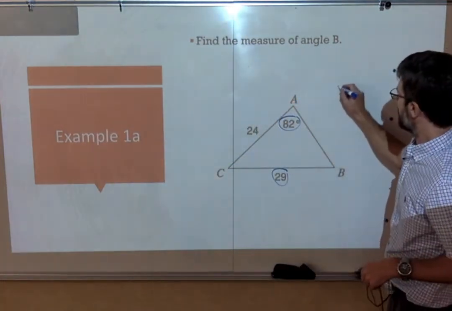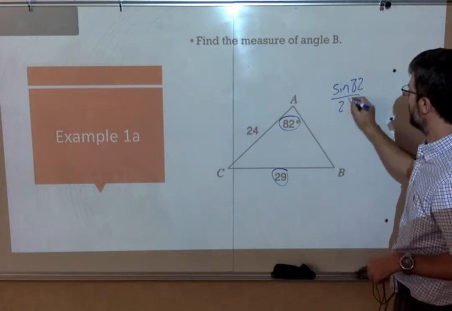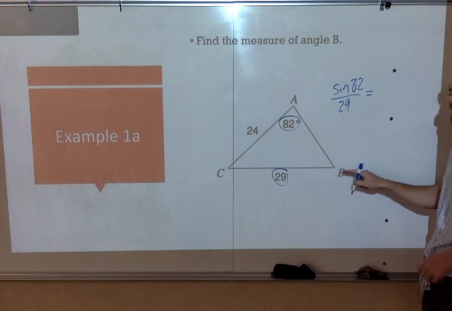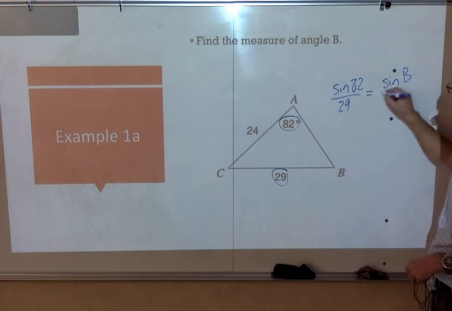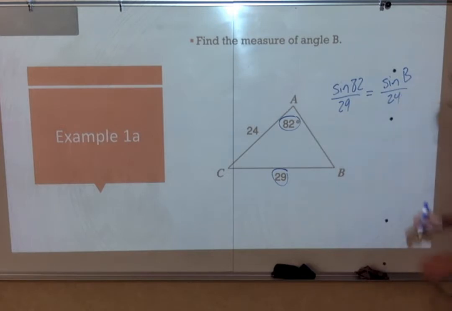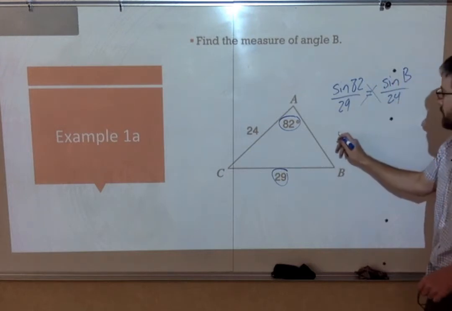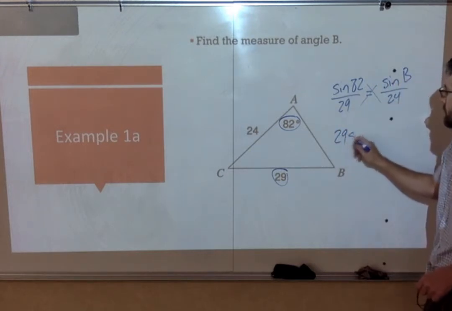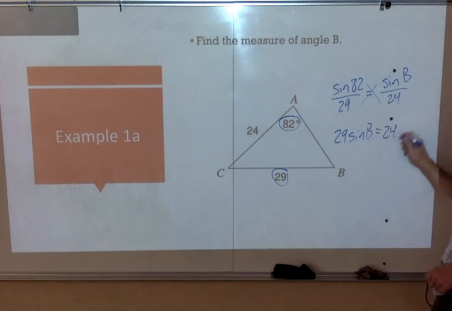This is going to be sine of 82 over 29 is equal to, we're looking for angle B, so sine of B over 24. Start out by cross multiplying. Bottom here times top here is 29 sine of B, and bottom times top is 24 sine of 82.